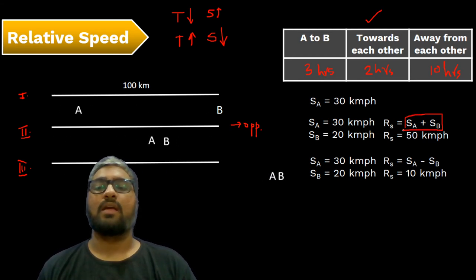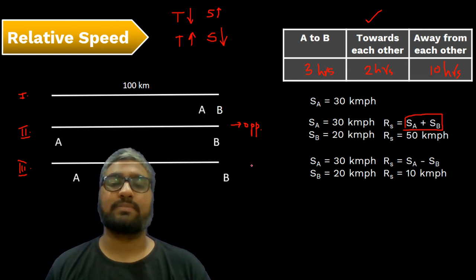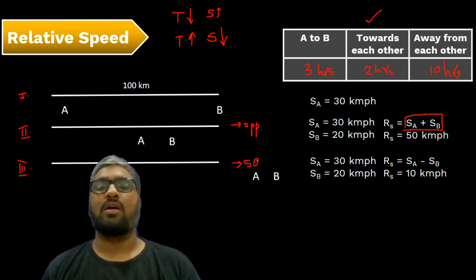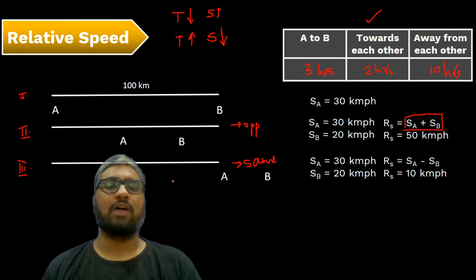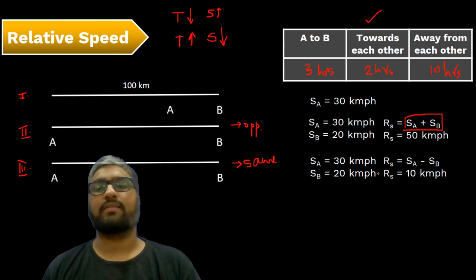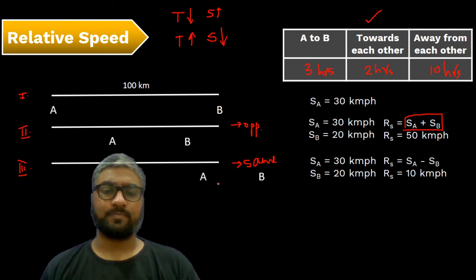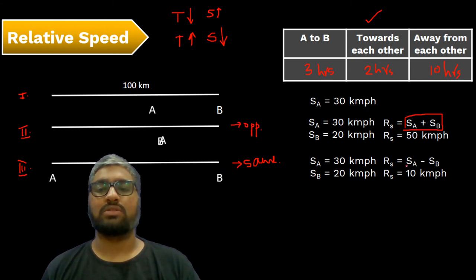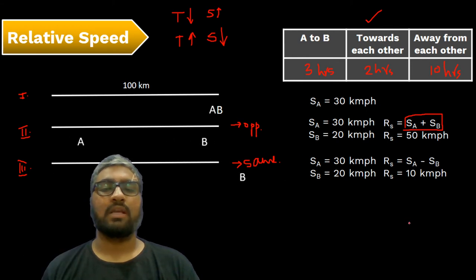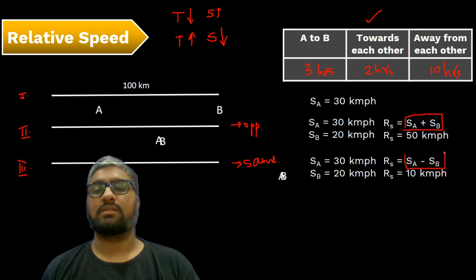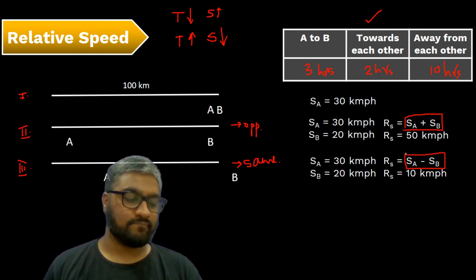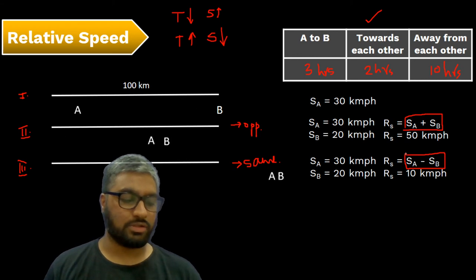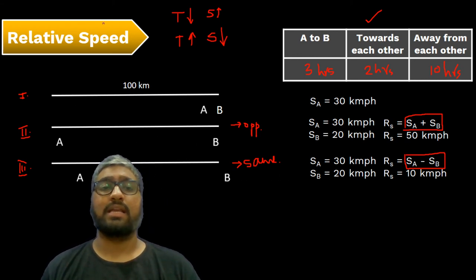Got it? But if the question says there are two moving objects, but they're moving in the same direction, or moving away from each other. Do you see how both of these guys are moving towards the east? So if they're walking away from each other, or moving in the same direction, then what happens to the relative speed? Their speeds get subtracted, right? So the difference of their speeds is what matters here. Clear? Great, super. So this is the idea of relative speed.